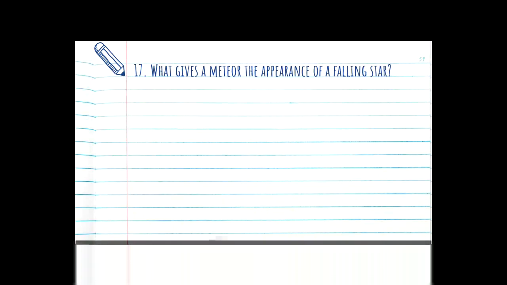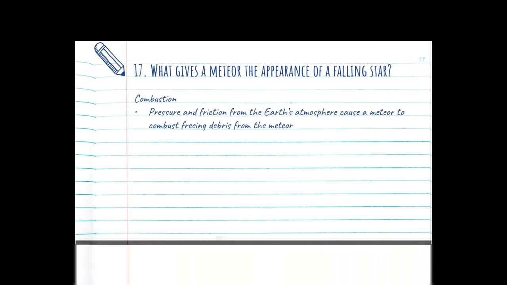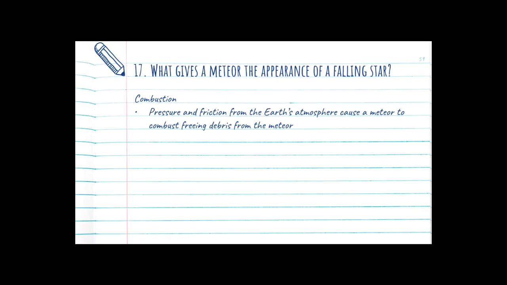What gives a meteor the appearance of a falling star? So this has to do with the combustion and the friction that is going on from moving through our atmosphere. As the space junk, the meteoroid, the comet, or the asteroid pushes through our atmosphere, there's enough friction on it that it actually causes it to combust. And that, along with the debris that's falling off, whether it's dust or larger chunks of the meteor, all comes off and leaves that residue behind it as it continues to move through.